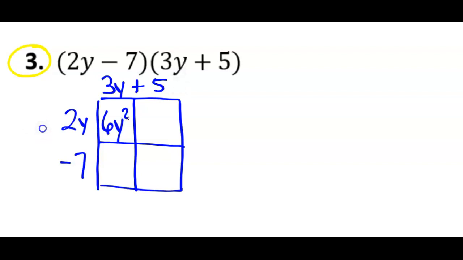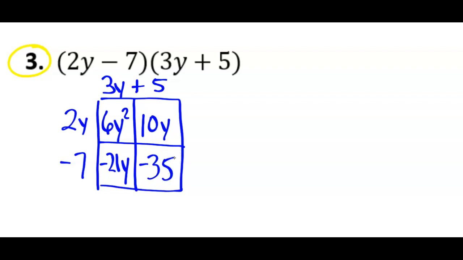Okay, 2y times 3y gives me 6y squared. 2y times 5 gives me 10y. Negative 7 times 3y. See why I need the minus sign there? Negative 7 times 3y gives me negative 21y. Negative 7 times 5 gives me negative 35.